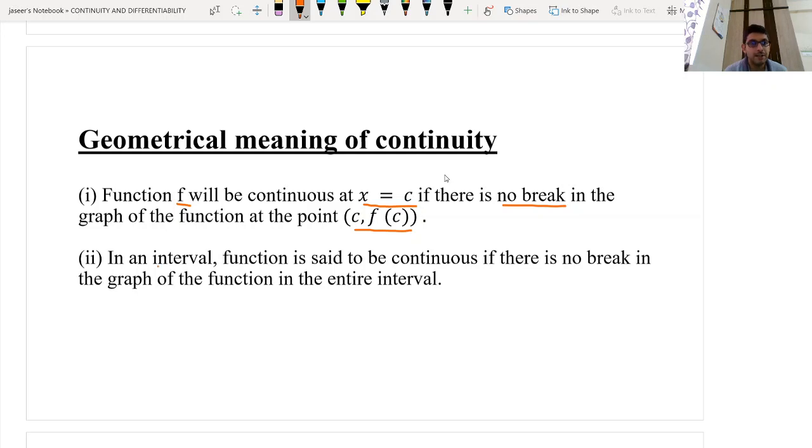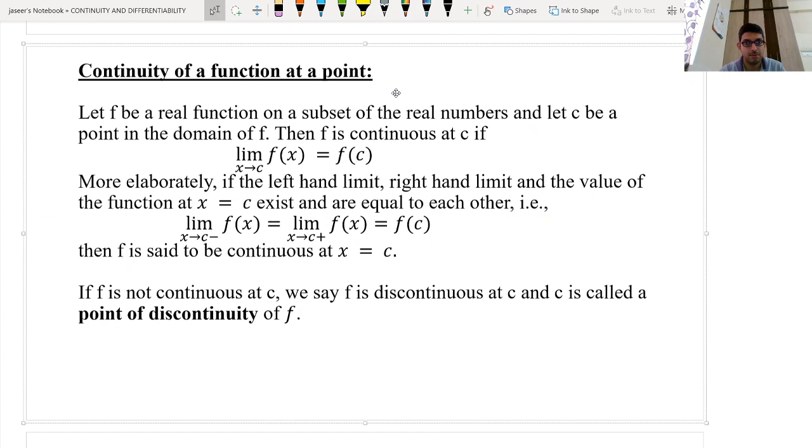And similarly, in an interval, a function is said to be continuous if there is no break in the graph of the function in the entire interval. If in the entire interval there is no break in the graph of the function, then we say that the function is continuous in that particular interval. So this is the geometrical meaning of continuity.